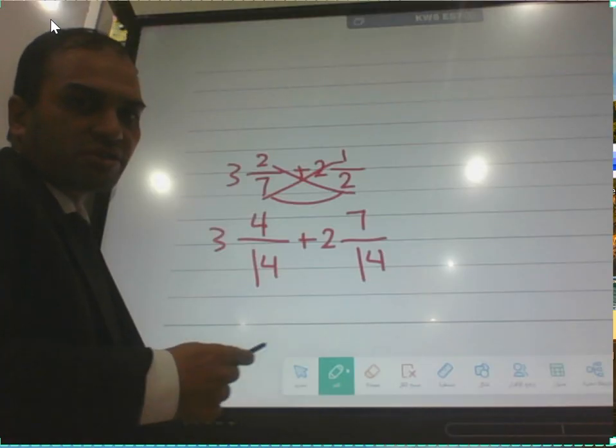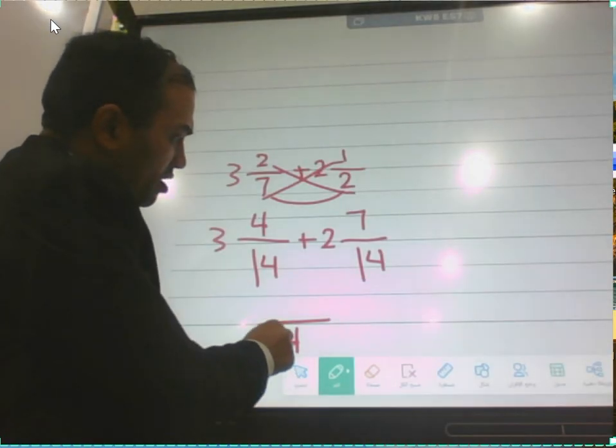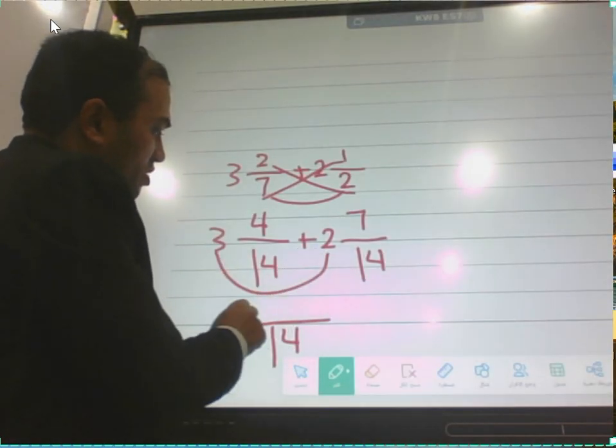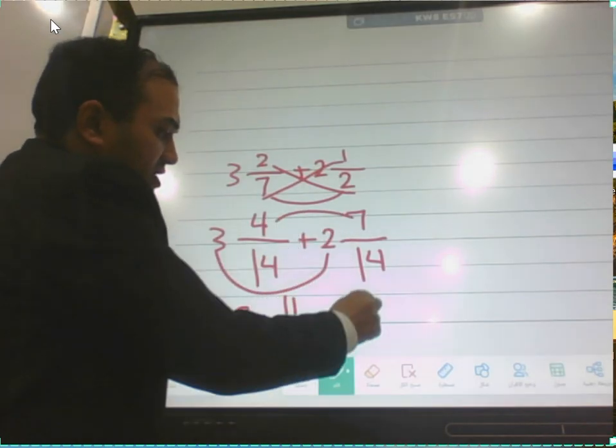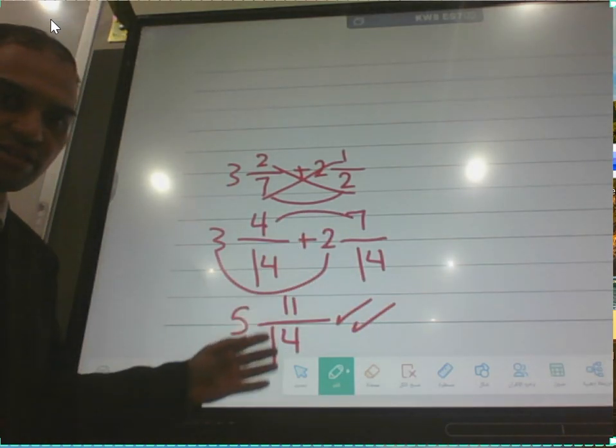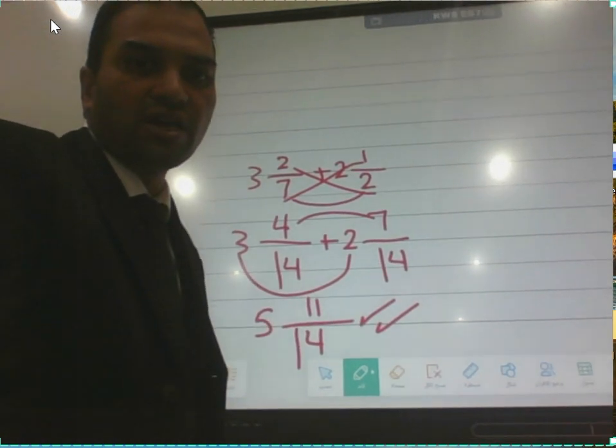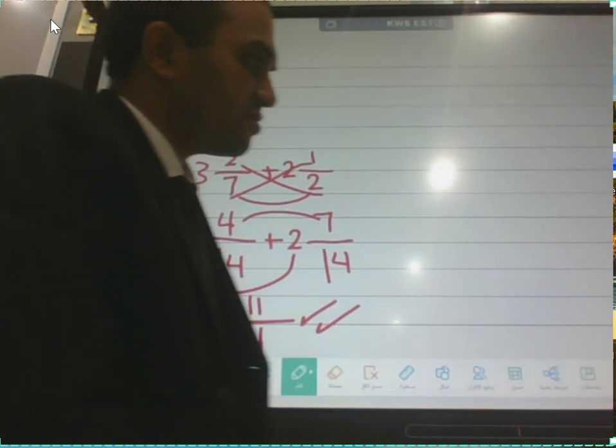Next step, we can add the two fractions, right? 14 in the denominator here, and 2 plus 3 equals 5, okay? And then 4 plus 7 equals 11. This is in the simplest form because the numerator is already simplified. Understood this question? Okay, next example.